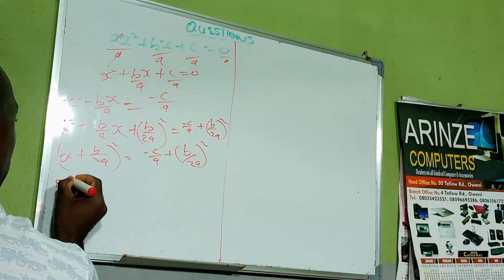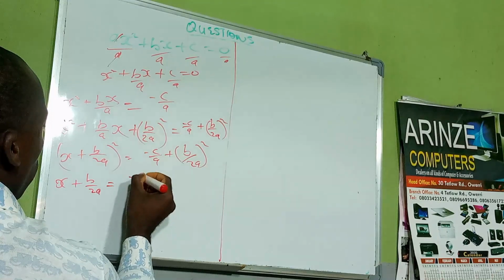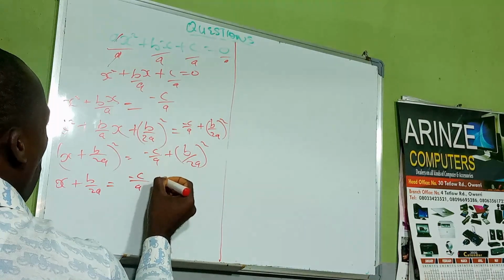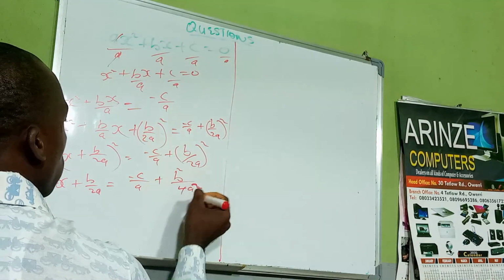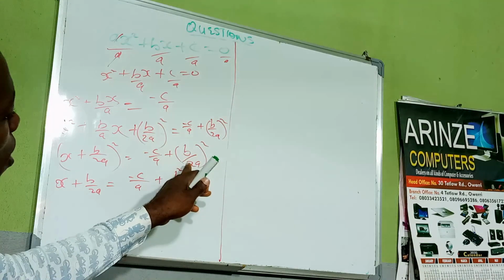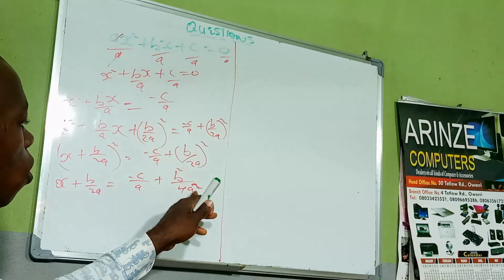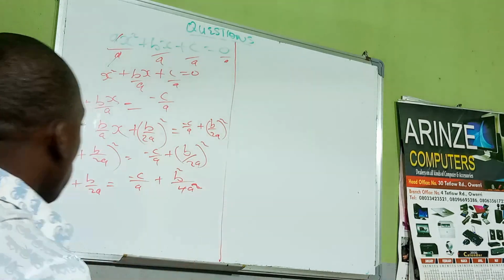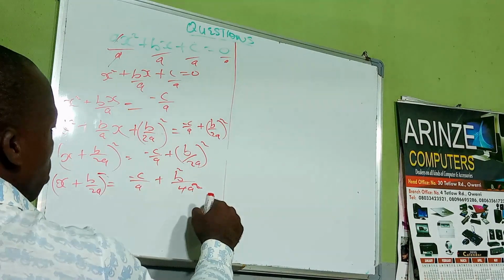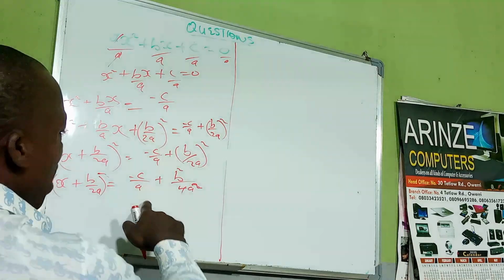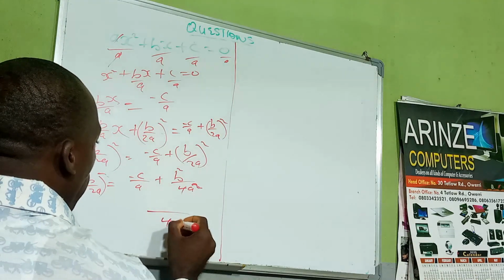So we have x plus b over 2a will be equal to minus c over a, then plus b squared over 4a squared. Because if we multiply b over 2a by b over 2a, we will have b squared over 4a squared. Then from here we simplify this side further. Then simplify here, we'll find the LCM of a and 4a squared. So the LCM is 4a squared.